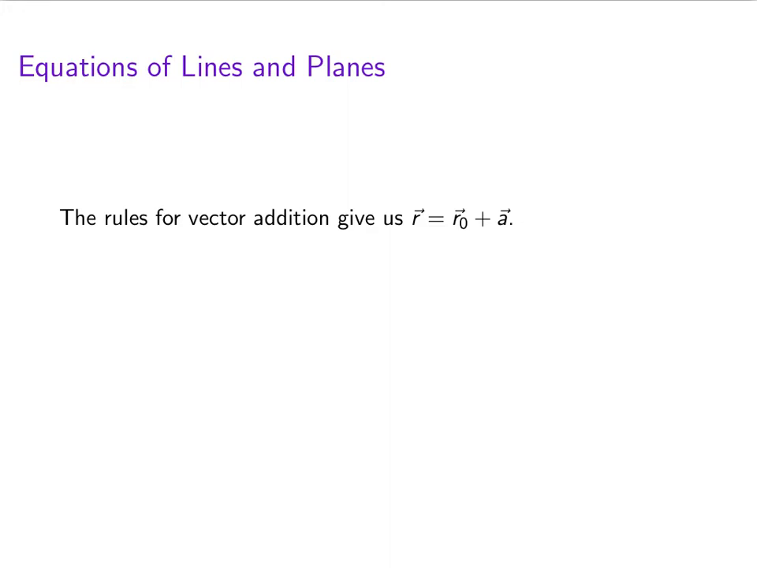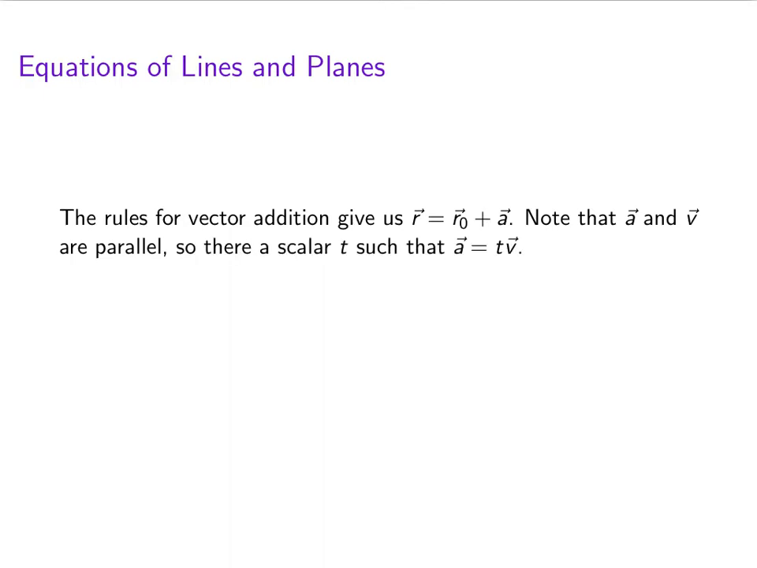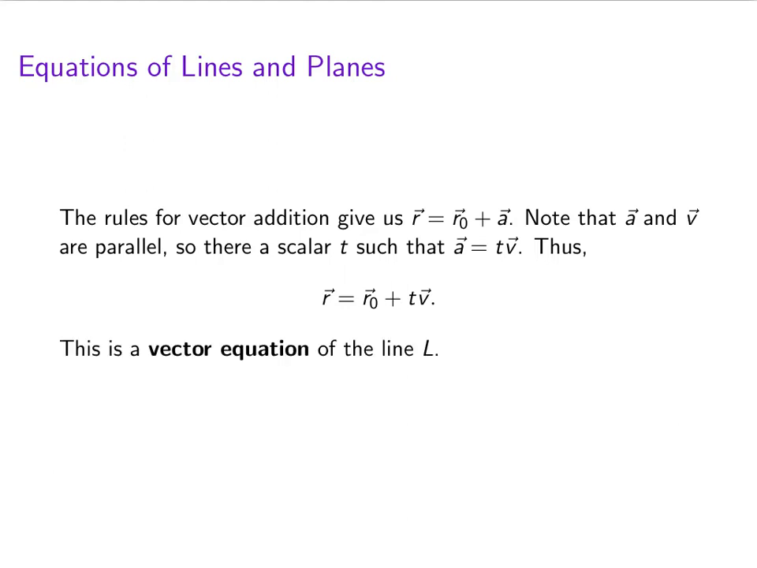Now our vector addition rules will tell us that r is equal to r0 plus A. And bear in mind that A and the vector V are parallel. That means there's some scalar t such that A is equal to t times V. We're going to assume that V is a non-zero vector. Therefore, we can say now that r is equal to r0 plus t times V. This is what's known as a vector equation of the line.